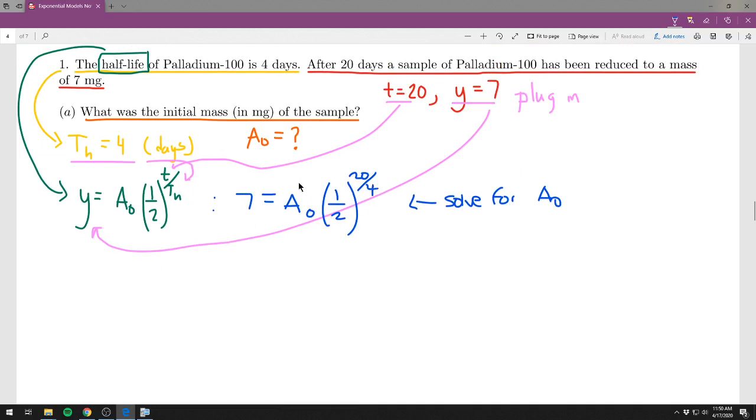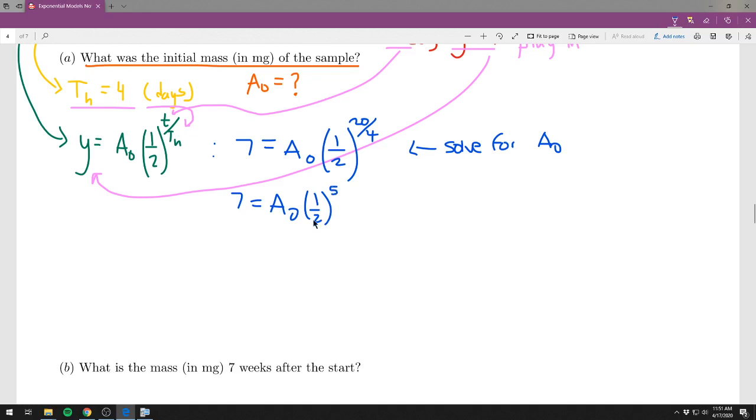What you want to realize here, this one's a lot different than the other one. A0 is right here. If you can just simplify this part, then you'll have A0 times something equals 7. You can take care of that pretty easily. So we're going to simplify that. We got 1/2 to the exponent. 20 over 4 is 5. Then if you take 1/2 to the 5th power, you can raise each part of the fraction to the 5th power. You get 1 to the 5th, which is 1 over 2 to the 5th, which is 32.